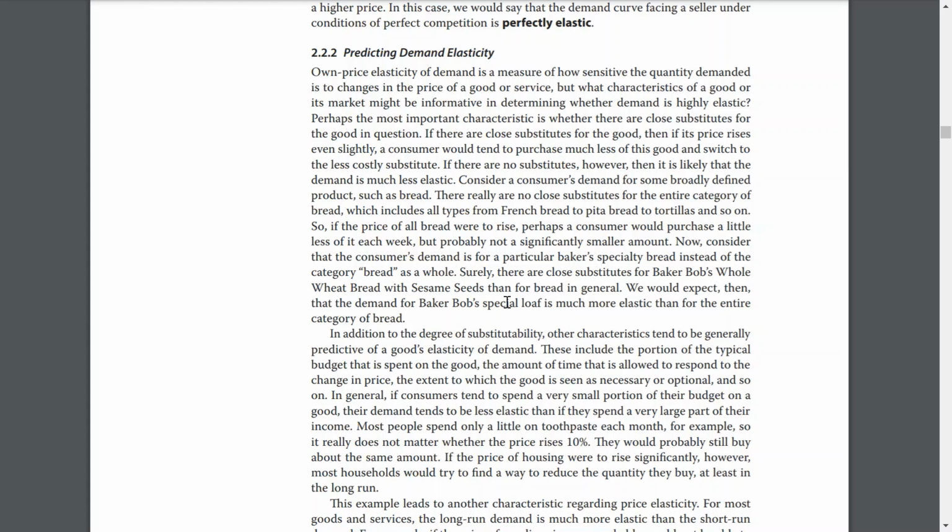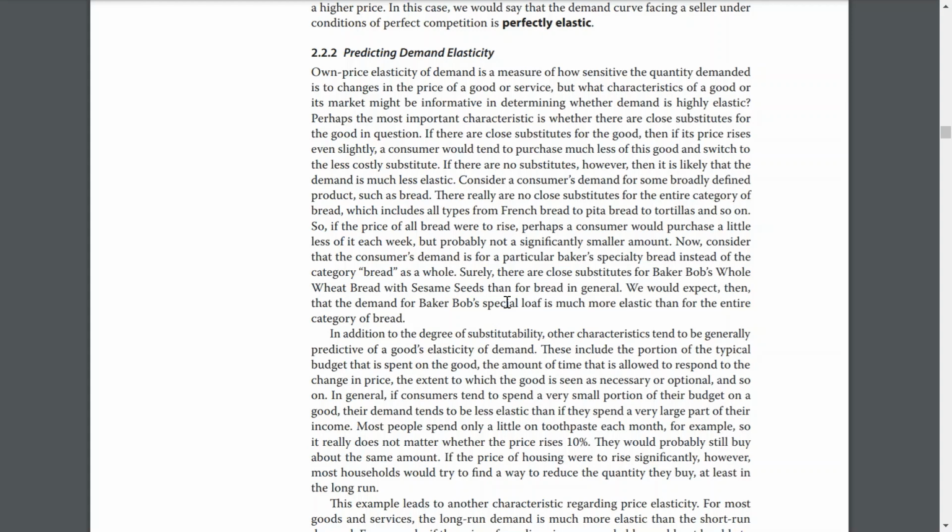Now consider the customers' demand for a particular baker's specialty bread instead of the category of bread as a whole. Surely there will be closer substitutes for Baker Bob's whole wheat bread with sesame seeds than for bread in general. We will expect then that the demand for Baker Bob's special loaf is much more elastic than for the entire category of bread.